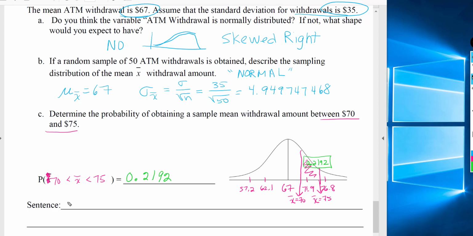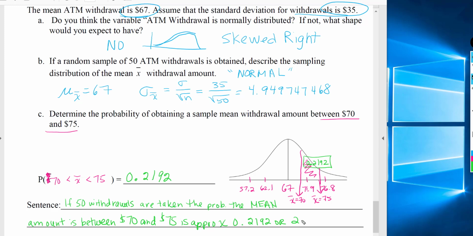And so our sentence would read like this. If 50 withdrawals are taken, the probability the mean amount is between $70 and $75 is approximately 0.2192 or 21.92%.